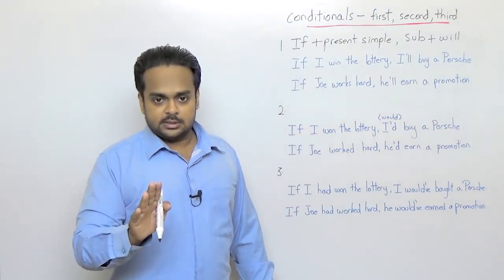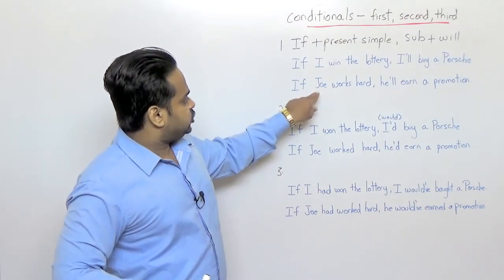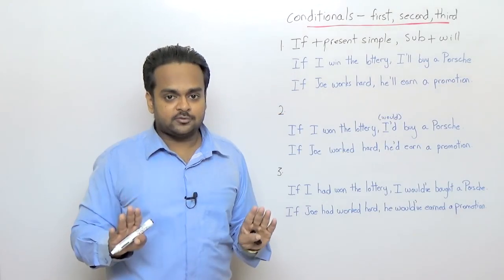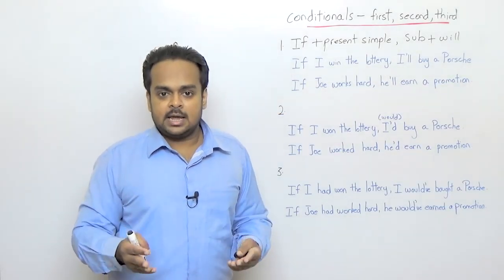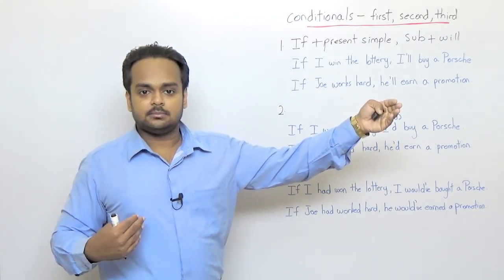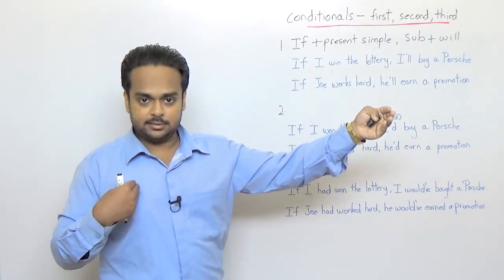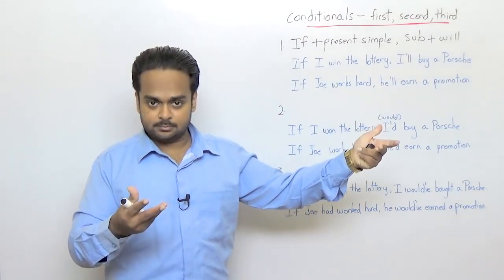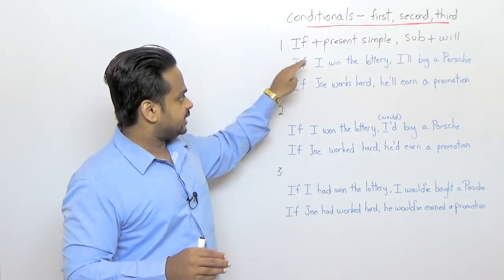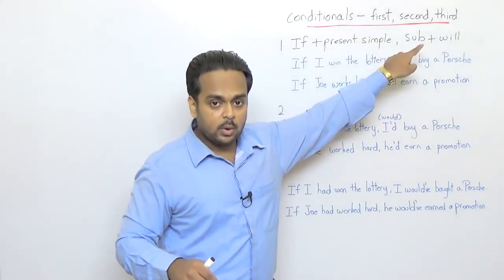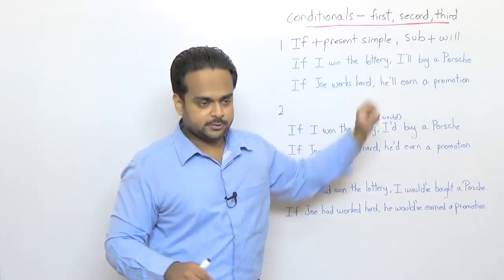Just remember that in all of these sentences, the subject in the condition and the subject in the result do not have to be the same. So I can say, if I win the lottery, my wife will be very happy. The subject in the condition is I, but the subject in the result is my wife. They can be different. But what's important in the first conditional is that you have present simple here and a subject with will in the result.